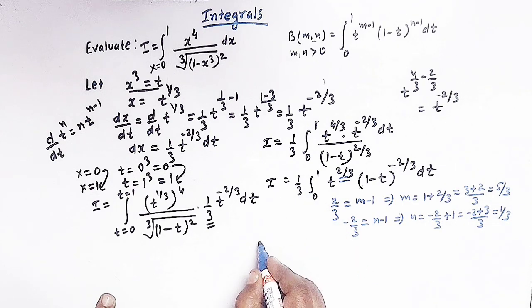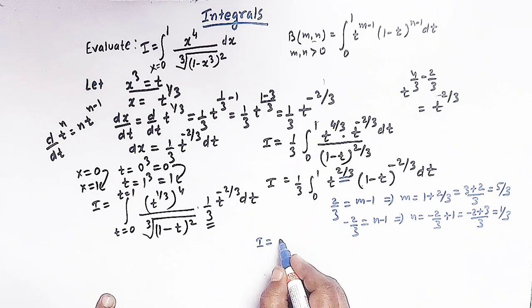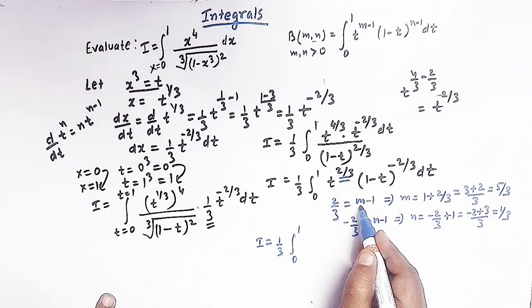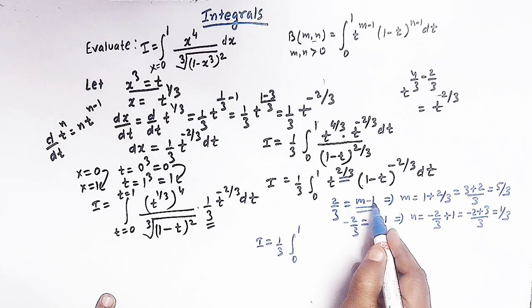So now we can write this integral as 1 over 3, integral 0 to 1, and t raised to 2 over 3 can be written as m minus 1, right?